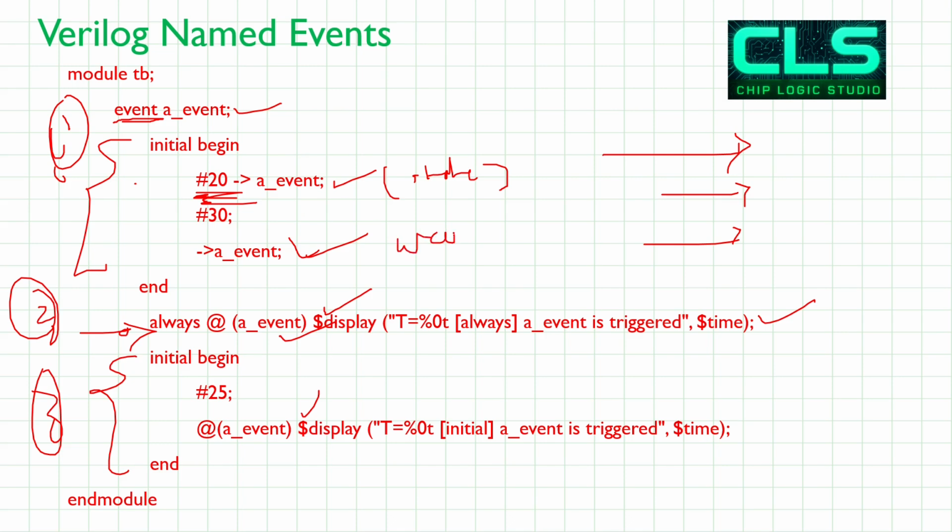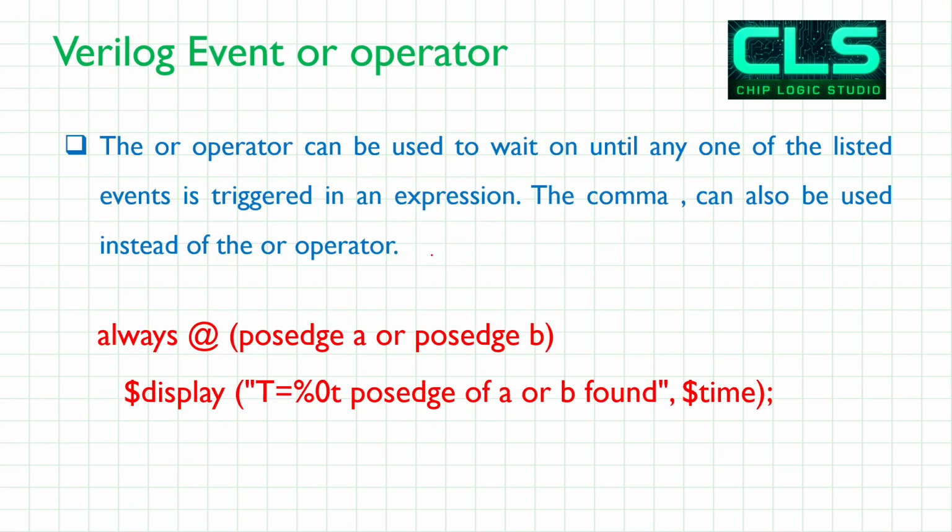Now I also said that wait is also something you can use. So you can also write wait a_event. What will happen, if some statement like our display statement is written here, it will wait until this event occurs, and only then will the next line execute. So wait is also one part of this named event.